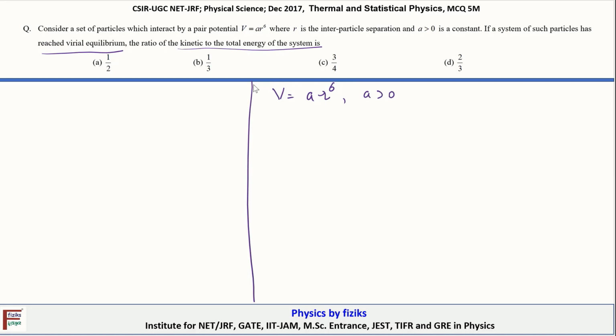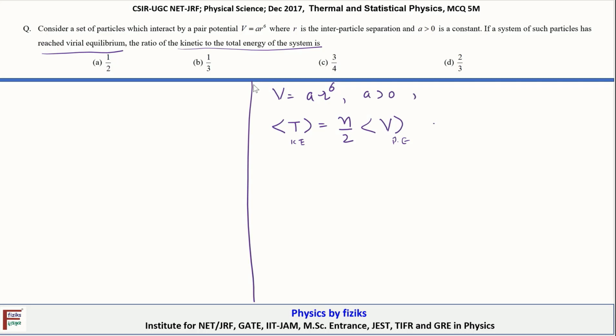Okay, so we will make use of the result of the Virial theorem. So here the average of the kinetic energy is equal to n by 2 times the average of the potential energy. Okay, so this is the potential energy basically. And what is n here?